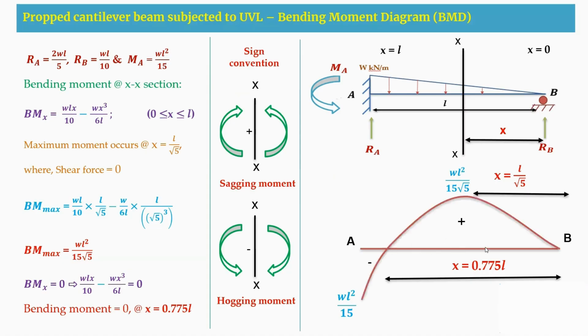Now I am going to join this from 0; it reaches a maximum value at L by root 5. Again, it becomes negative at the A support, that is at x equal to L, WL square by 15. So at x equal to 0.775 L, the bending moment value is 0. So this is how you draw the bending moment diagram.